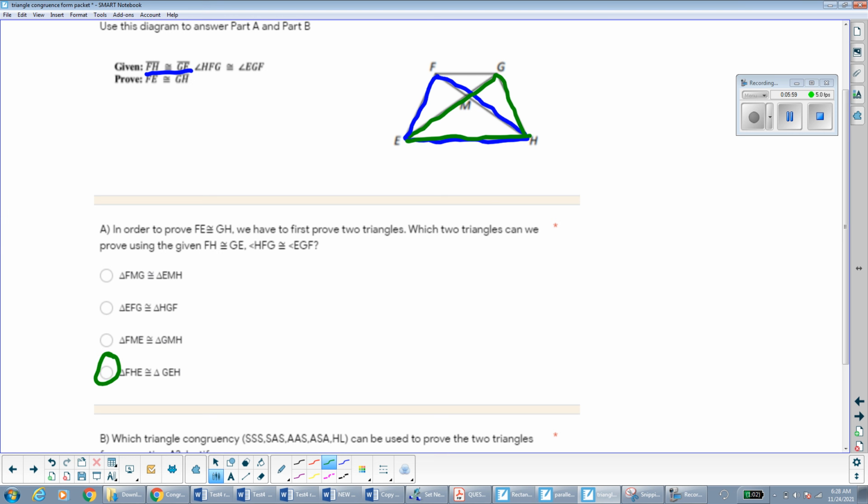I realized I didn't mark one of my given pieces of information, which is right over here. HFG congruent to EG. Oops. Let me remark that. HFG. So this angle right over here.